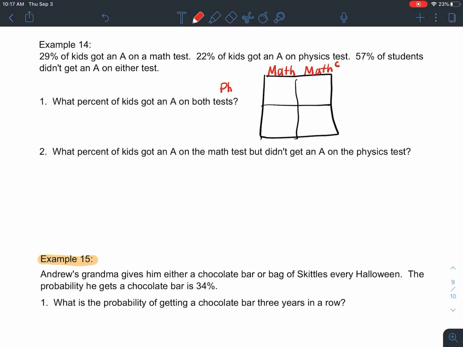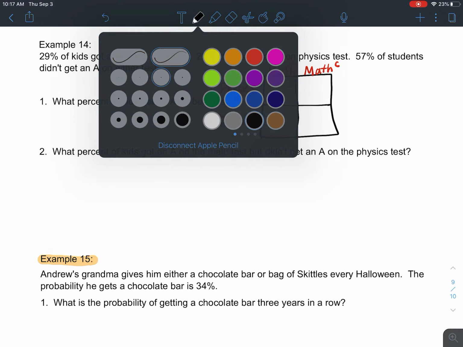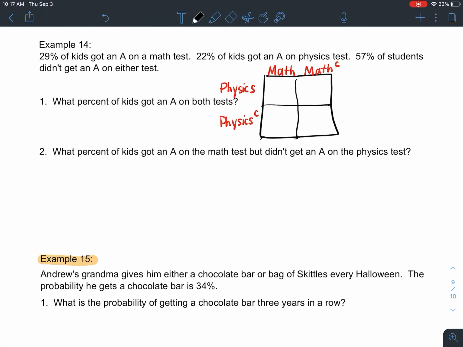Okay, so we're talking about, either, yeah, they got an A on the math test, or we'll let this represent they did not get an A on the math test. Physics can represent they got an A on the physics test, and this will be the complement to that. They did not get an A on the physics test. Okay, so let's see if we can fill in what we know here. 29% got an A on the math test. That's going to be the total of that math column. 22% got an A on the physics test. That'll be the sum of that physics row.